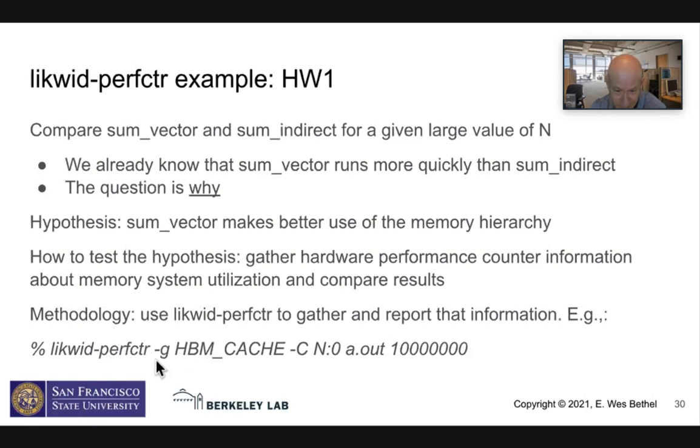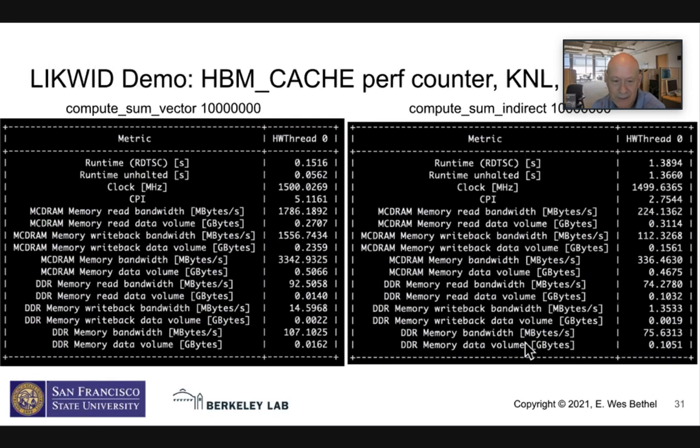I ran liquid perf counter. I'm looking at the HBM cache counter group on a Corey KNL node, and I'm mapping it to core 0, then the name of the program, and then the problem size. Okay, so I launched that, and what happened? Well, I get a bunch of stuff, and this is the tail end of it. First of all, these are derived metrics. These are not the actual counters. I'll show you the actual counters in a second.